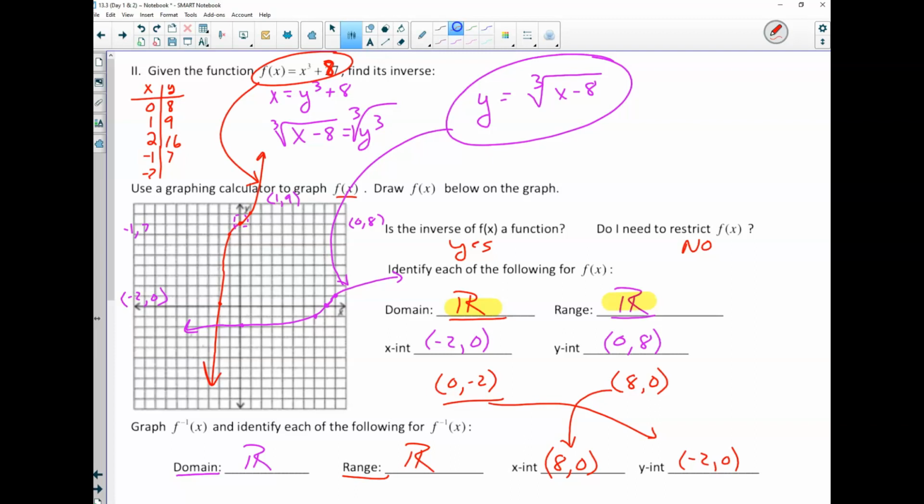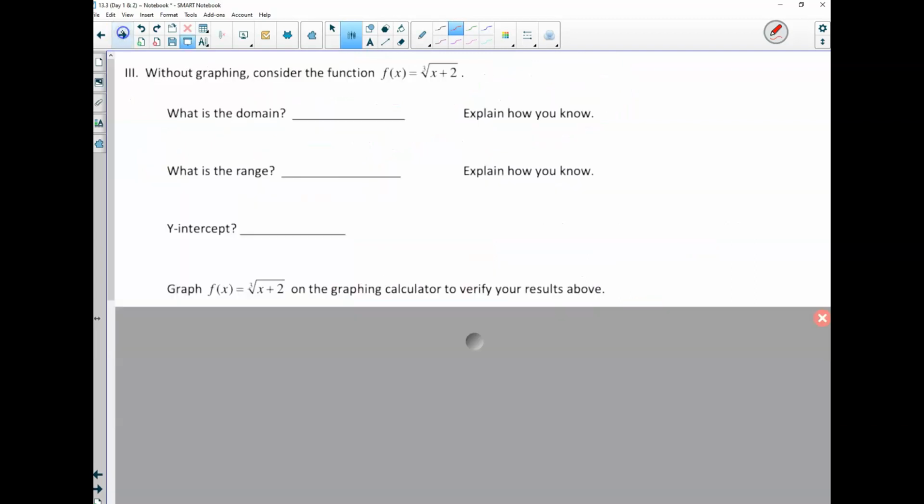But notice, the domain and range of both of them is all real numbers. So this is pretty simple. All real numbers, all real numbers. How do I know? Because I can take the cubed root of anything. If I have a negative number, the cubed root of negative 8 is negative 2, because negative 2 times itself 3 times is negative 8.